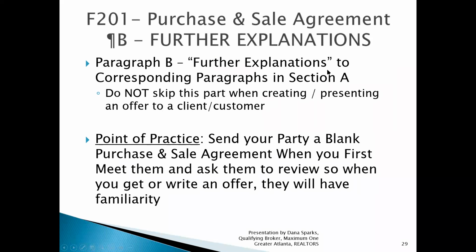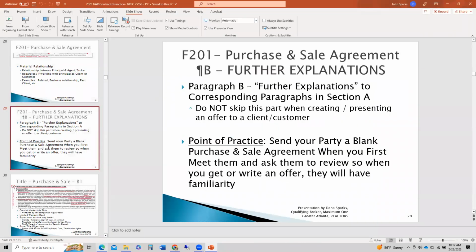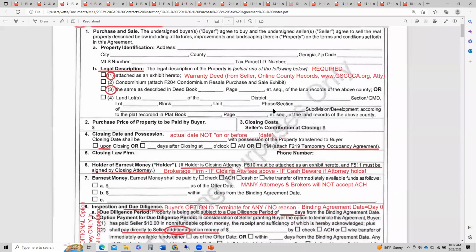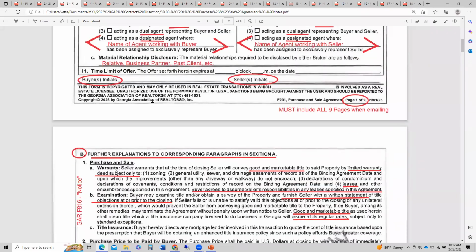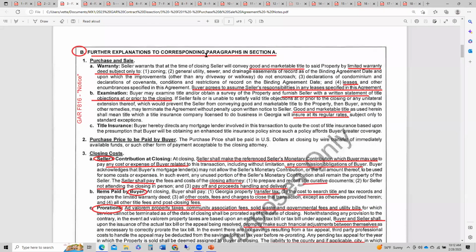Now, let's get into the good, juicy stuff. Paragraph B, the further explanations. So all of that was just sort of the fill in the blanks on paragraph A, key terms and conditions. Now we're going to go to the next page, page 2, and this begins paragraph B, further explanations. I encourage you guys not to skip all of this stuff when you are working with your public, because this is where all the promises and obligations and consequences of their actions are spelled out once they sign the purchase and sale agreement.